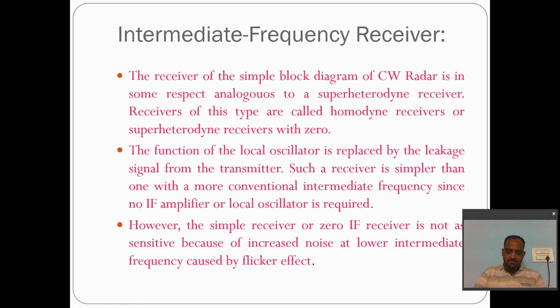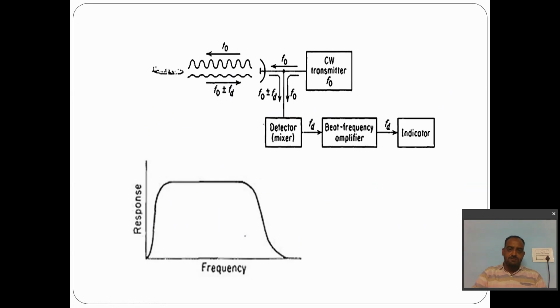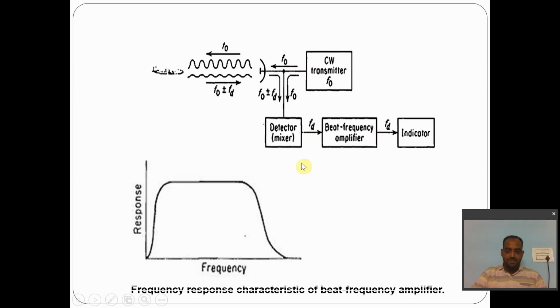This system does not have any intermediate frequency. The signal is directly demodulated, and the Doppler shift is identified, on which the circuit operates. As this does not have any intermediate frequency, this system is called a zero IF system.